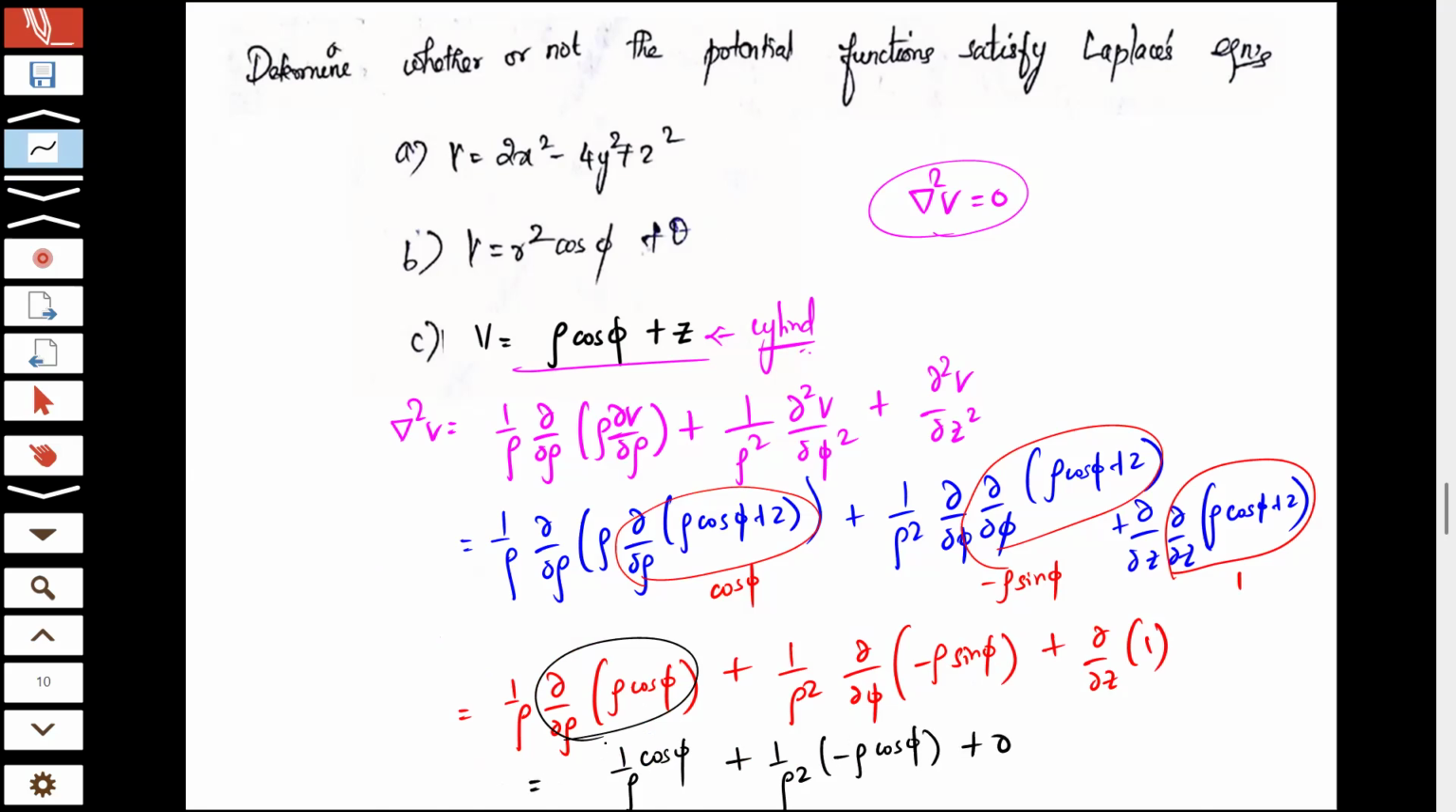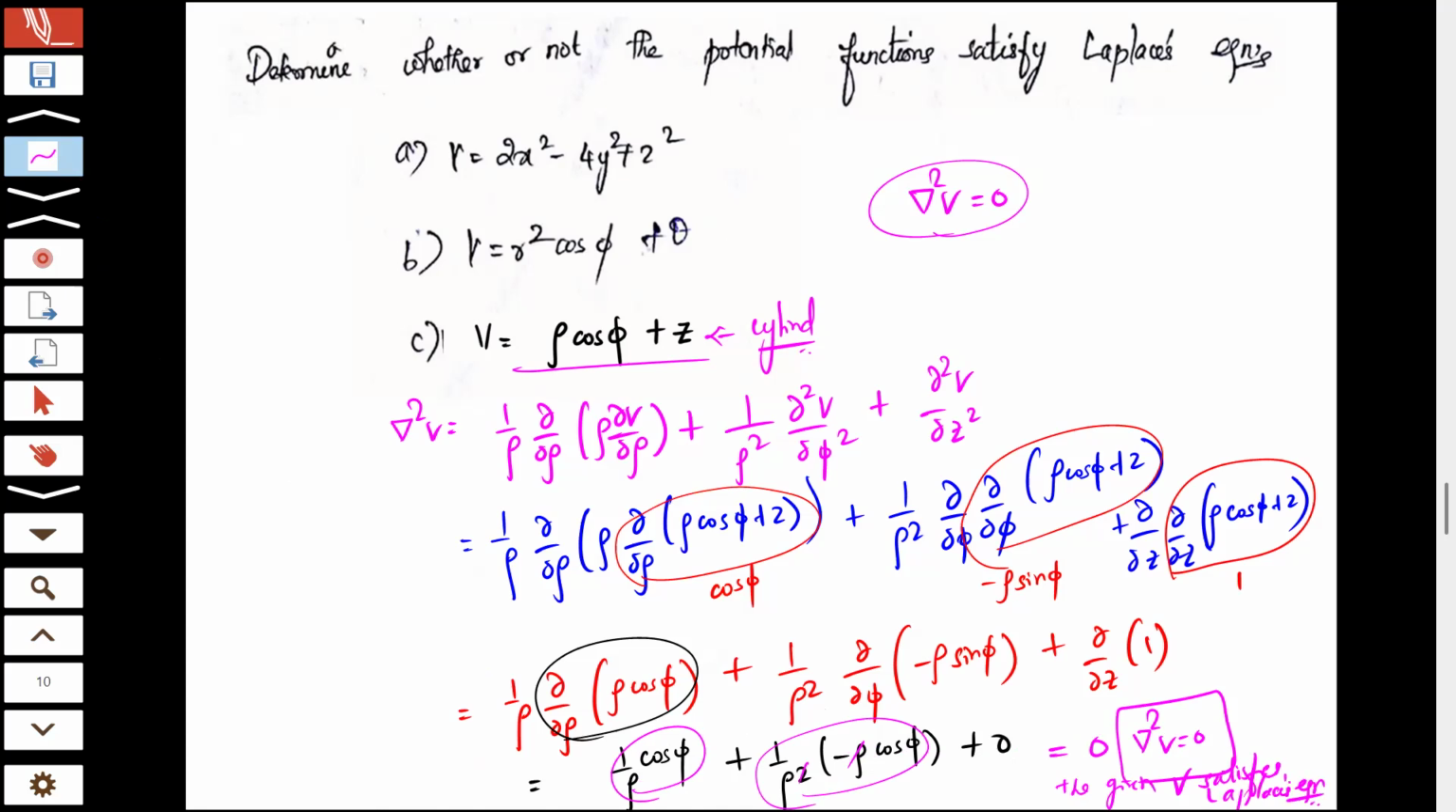So this is del square V. Now, if you consider these terms, this rho and rho will be cancelled. Here you are getting 1 by rho cos phi, and here you are getting minus 1 by rho cos phi plus 0. So this is becoming 0. This means in this case del square V is 0. This says the given potential function satisfies the Laplace equation. The given V satisfies Laplace equation.